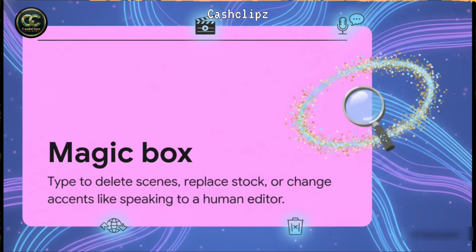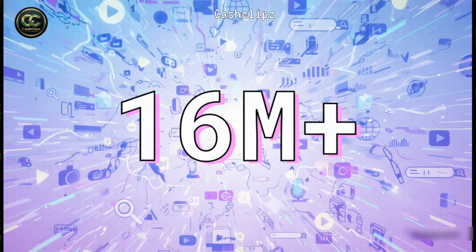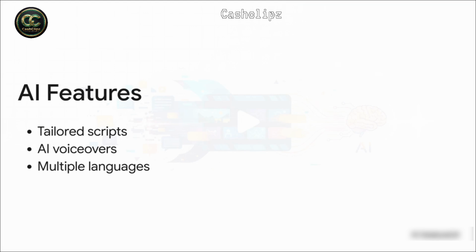The real magic? The magic box. Just type commands to delete scenes or swap accents instantly. Plus, the AI instantly crawls over 16 million stock media files to perfectly match your scenes. You also get super affordable human-sounding AI voiceovers in multiple languages to bring those scripts to life.